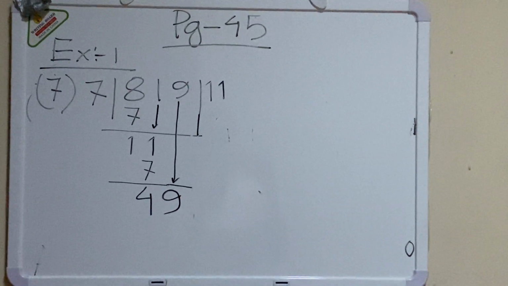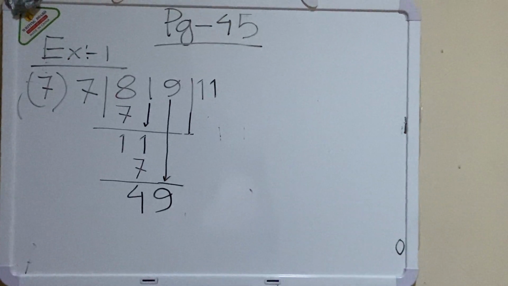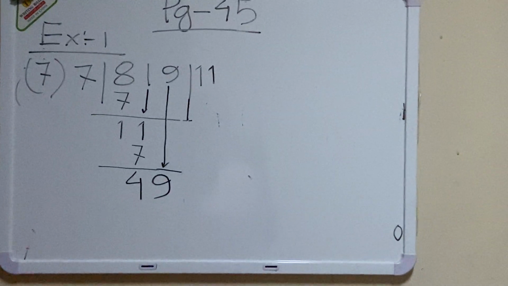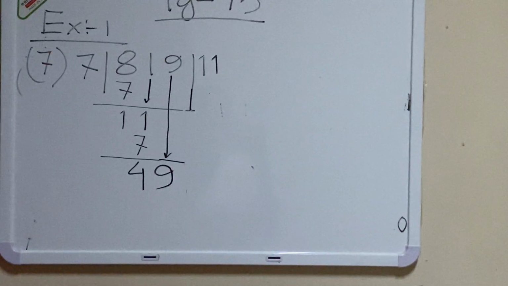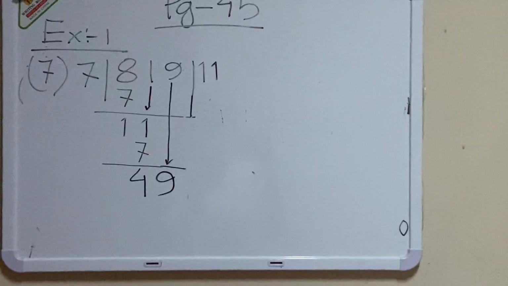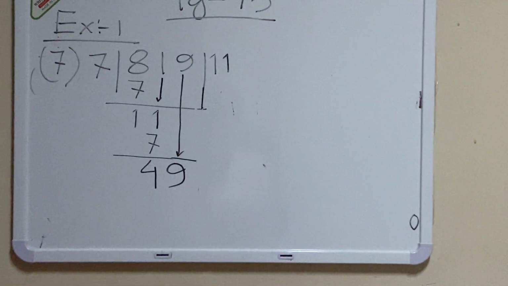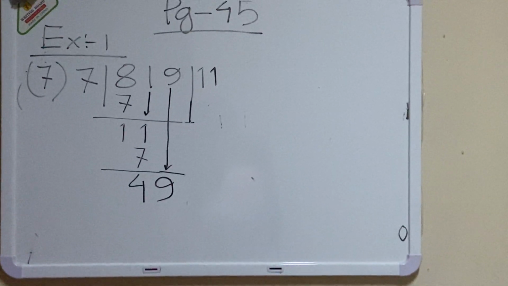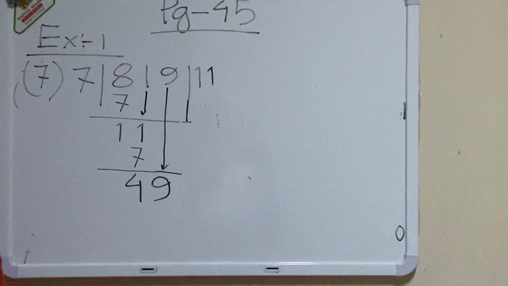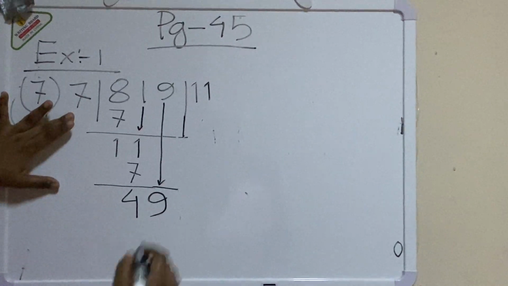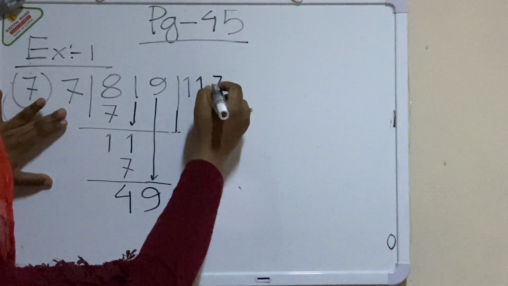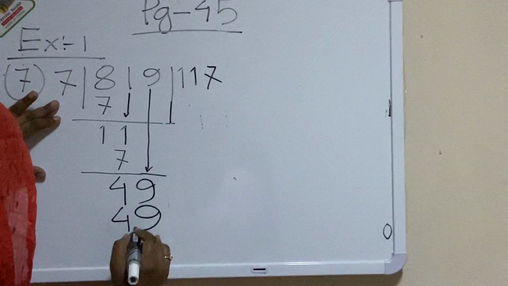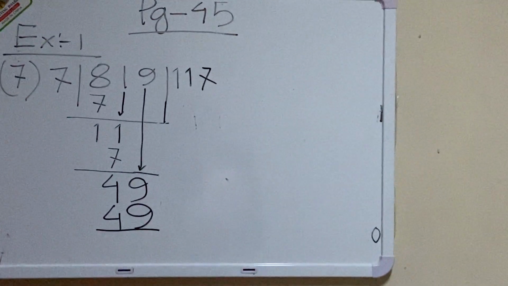So find out in the 7 table where 49 is. 7 2s are 14. 7 3s are 21. 7 4s are 28. 7 5s are 35. 7 6s are 42. 7 7s are 49. So I can write 7. Now the next 7 should be here. 7 7s are 49. Now the division is complete.